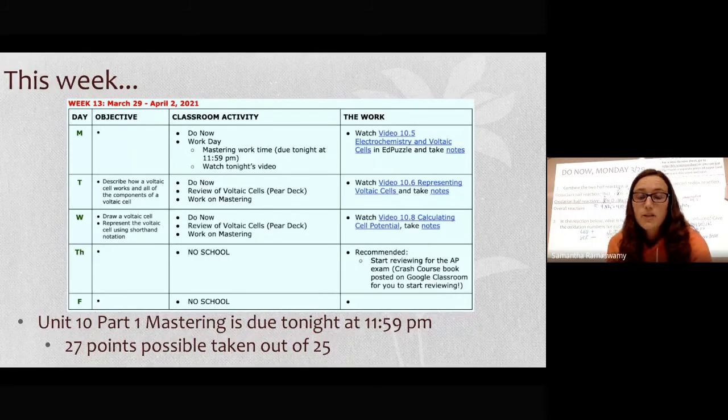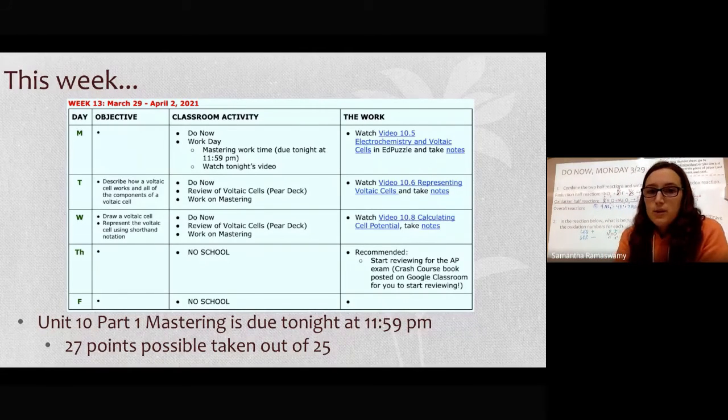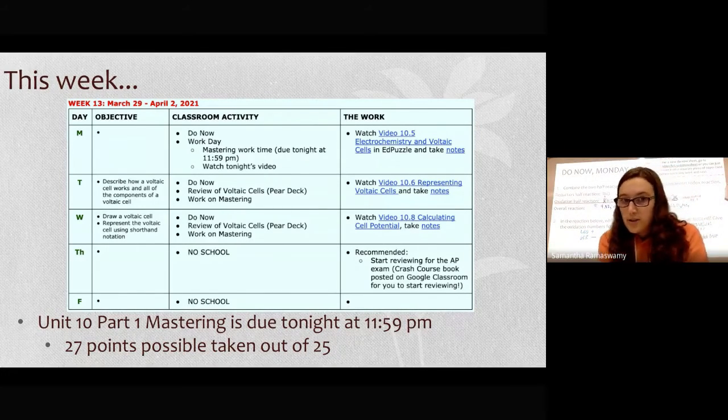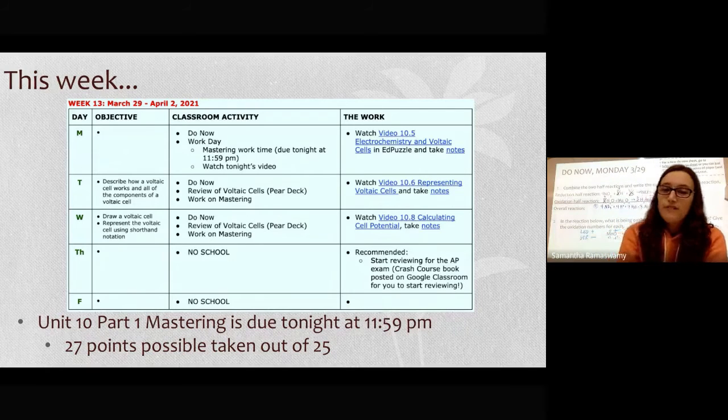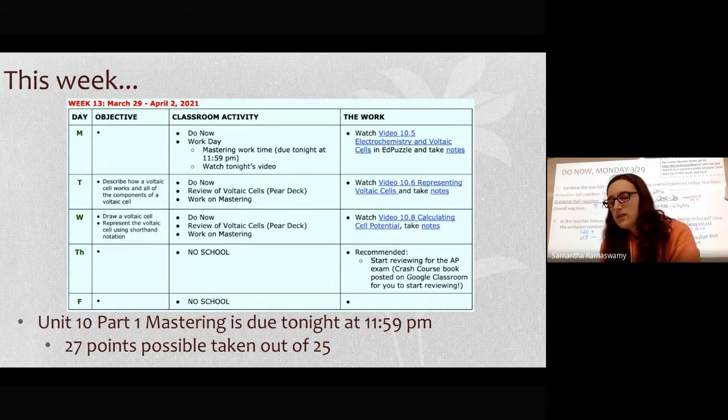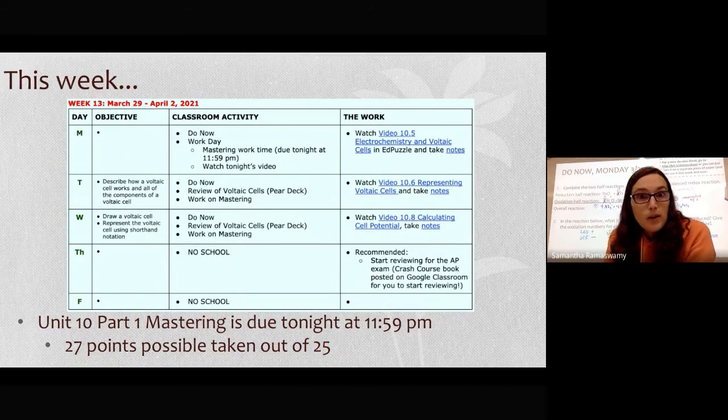Today is a work day, so remember that the Redox Mastering is due tonight. So it's due tonight at 11:59. You have these 2 periods to work through Mastering, ask questions if you have them. If you want to FaceTime with someone else or Google Meet with someone else, you can work with other people on it. From what I saw on Friday, a lot of people were close to being finished with it.